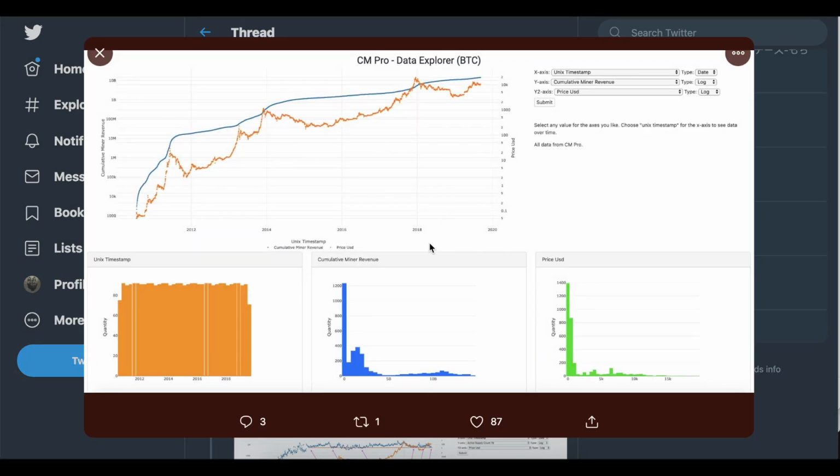The revenue for mining is also growing constantly and on a logarithmic scale, so the smooth metrics and its sustainability is a very strong signature of Bitcoin stability itself.